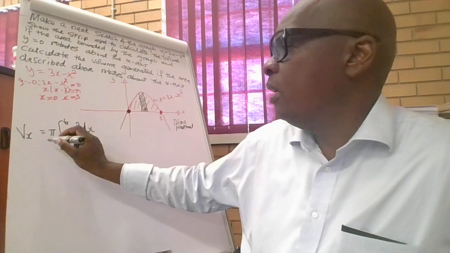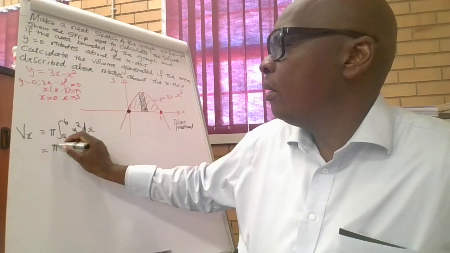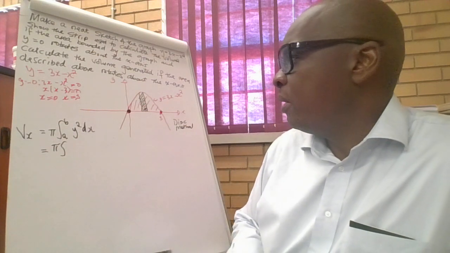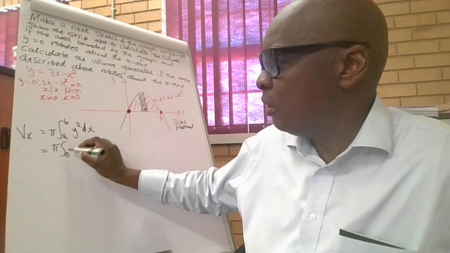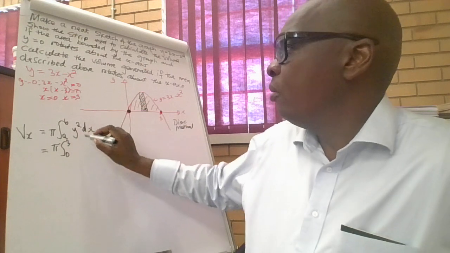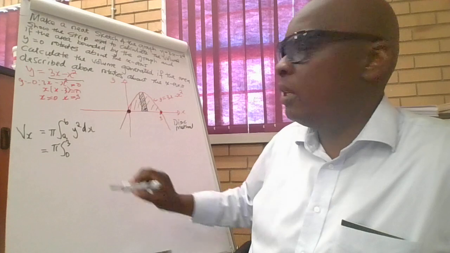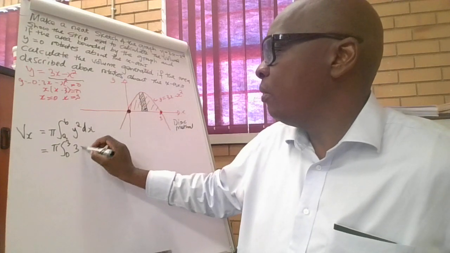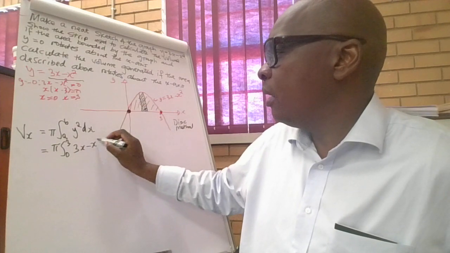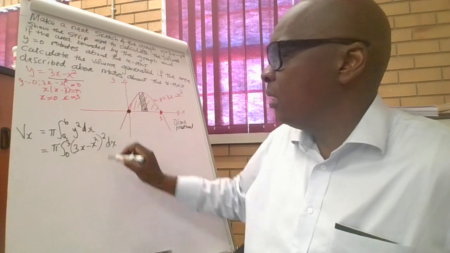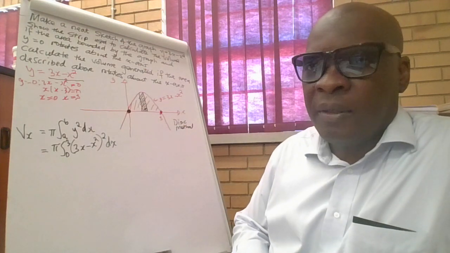Now we can put all the necessary information into the formula. So that's the integral from 0 to 3 of y squared, remember y is equal to 3x minus x squared. So this would be 3x minus x squared, and all that is squared, and we're integrating with respect to x there.